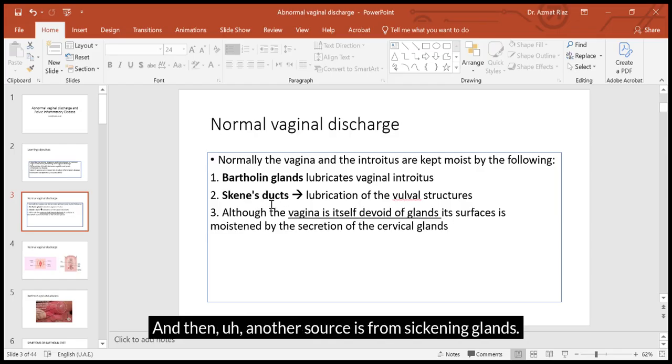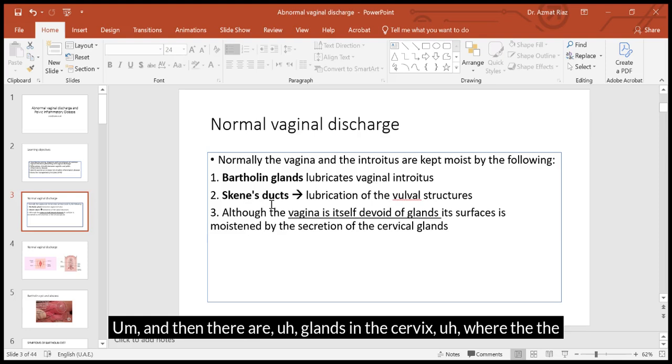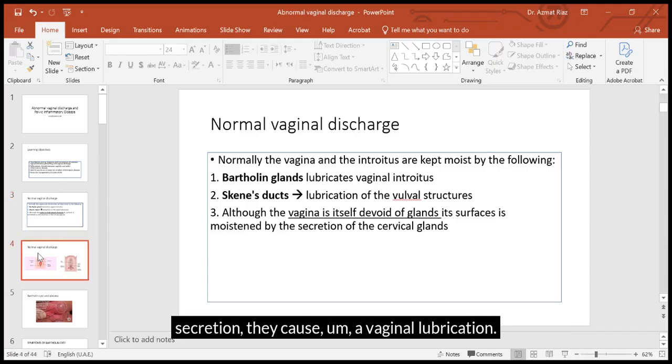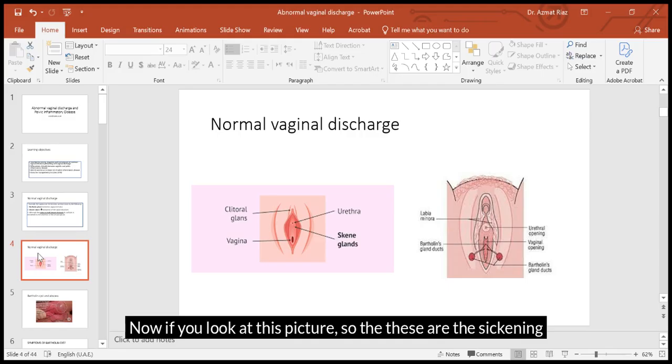And then another source is the Skene glands. Through their ducts, of course, they cause lubrication of the vulval structures. And then there are glands in the cervix whose secretions cause vaginal lubrication. Now, if you look at this picture, these are the Skene glands, and Bartholin glands are located posteriorly.